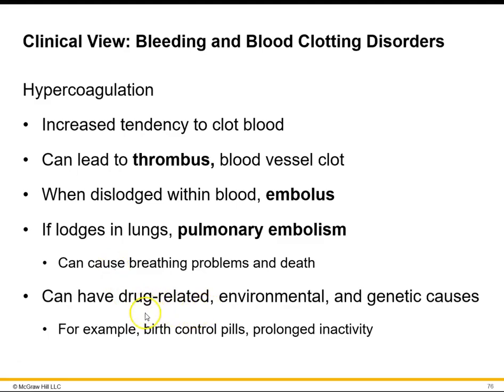Hypercoagulation can also have drug-related, environmental, and genetic causes. For example, birth control pills are a big one that increases your risk for blood clots. Smoking increases your risk for blood clots. Prolonged inactivity, sitting around all day, your blood's not getting moved around like it should. You can get blood clots, especially in the legs.